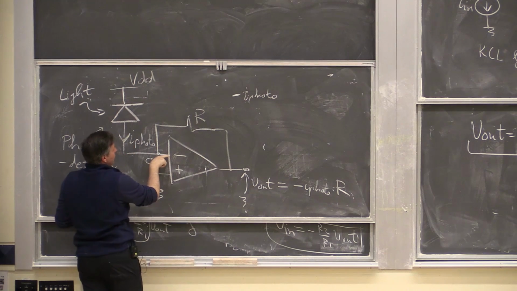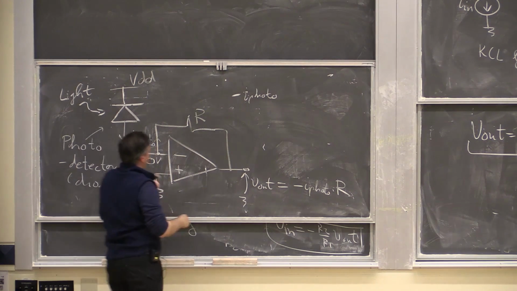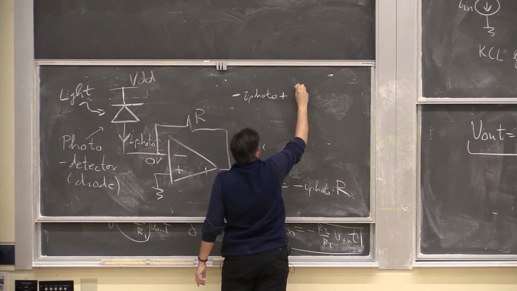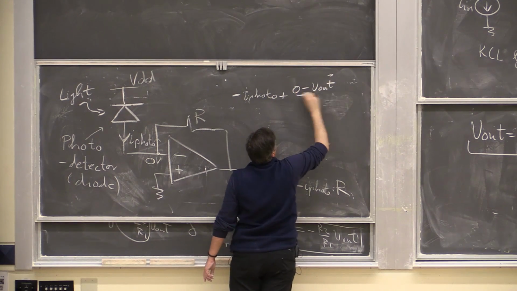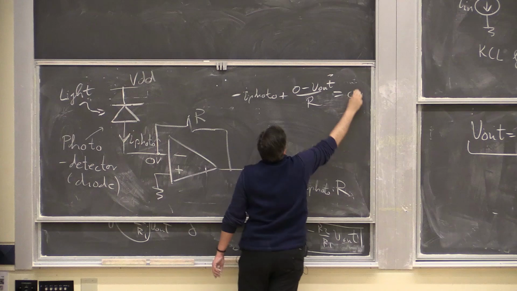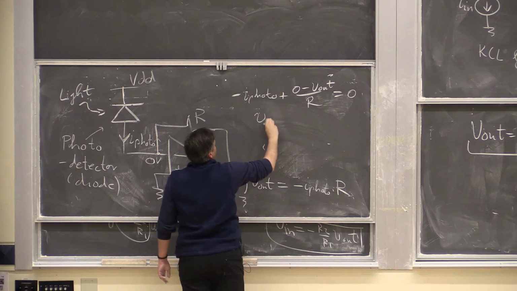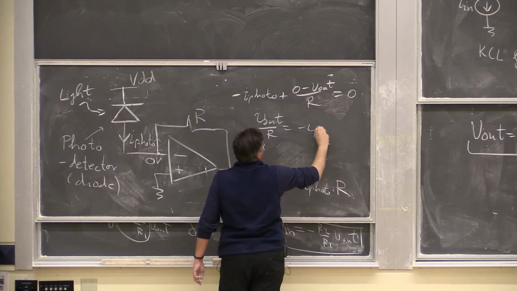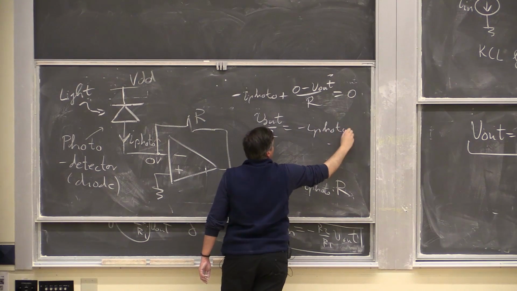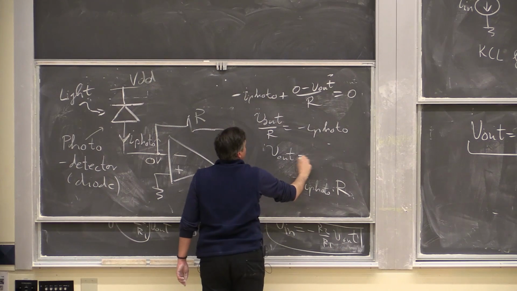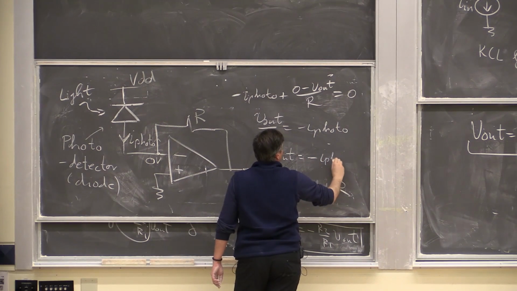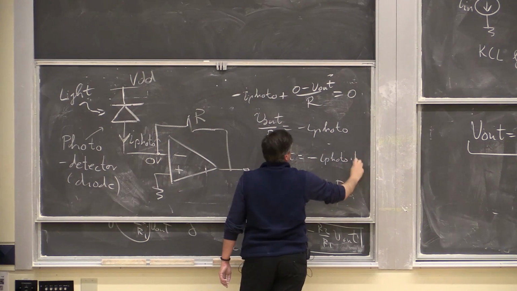This flow is 0, and then this flow is 0 plus 0 minus V out over R equals 0, right? So V out over R equals minus I photo, or V out equals minus I photo times R.